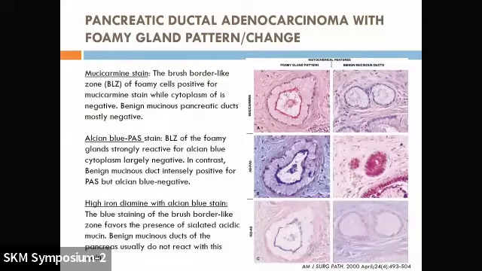And as you can see here, the brush border-like zone of these foamy glands is staining very nicely positive with mucicarmine. It is also staining with Alcian blue compared to the benign mucinous ducts. Over here, this is high iron diamine, which also stains the brush border-like zone. And this positivity actually favors presence of sialylated acidic mucin, which, by the way, is the most common mucin that has been shown in pancreatic ductal adenocarcinoma.